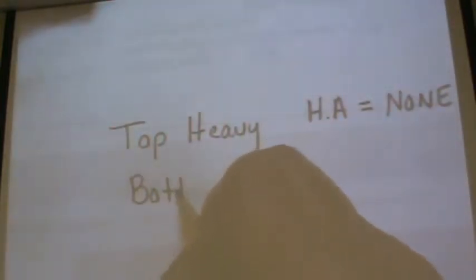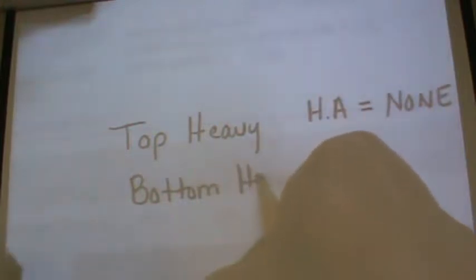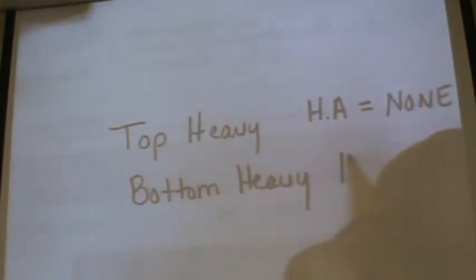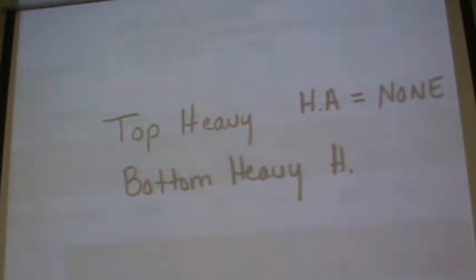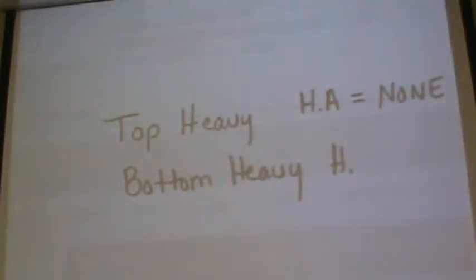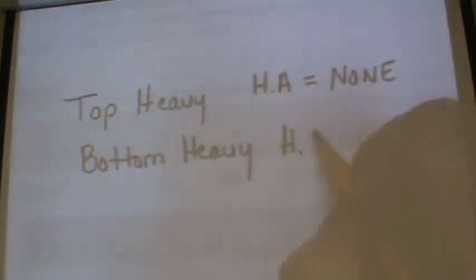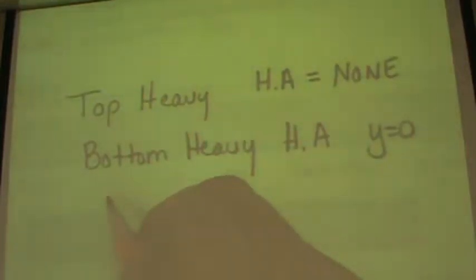None. There is none. If it's bottom heavy, okay. What's your horizontal asymptote? 0. Take that back, please. If it's bottom heavy, what is it? Y equals 0. And what if they are the same degree?